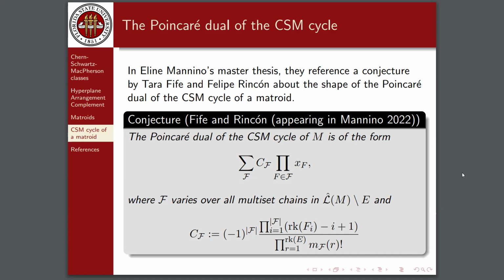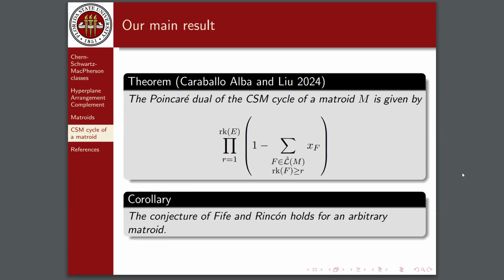So this year, Jeffrey and I realized that using the theorem by Aluffi that I mentioned at the beginning, you can get a formula for the realizable case. And so we sat down and proved that the Poincaré dual for the CSM cycle of an arbitrary matroid is given by the same formula that geometry predicts. In particular, we showed that this formula reproduces the conjecture of Brendle and Rincón, so it proves that this is actually a theorem.